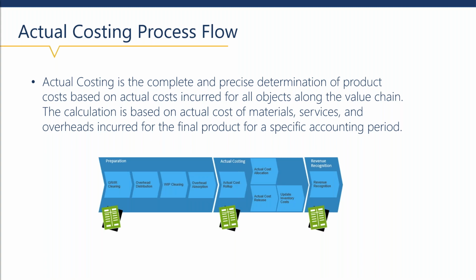Then you're going to run your actual cost roll-up. We'll be talking about three related jobs there: the actual cost roll-up, the actual cost allocation, and the actual cost release. And then if you have the added complexity of revenue recognition, that's the last job that you would do.